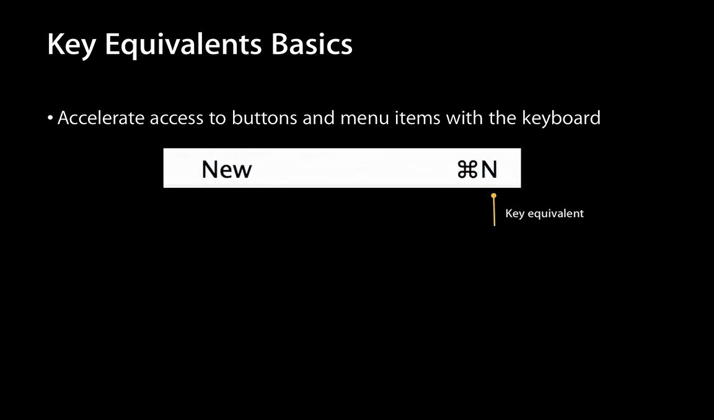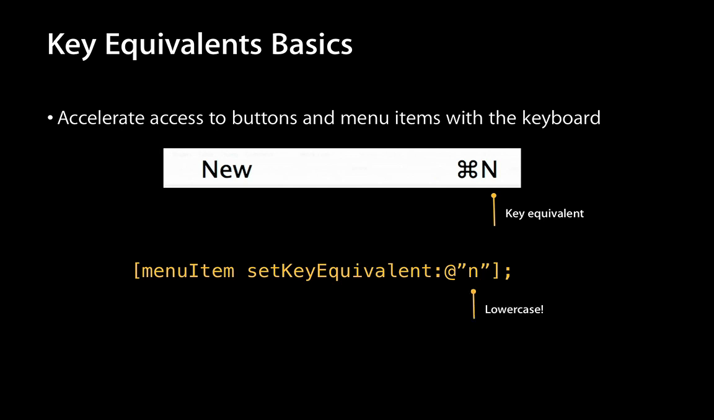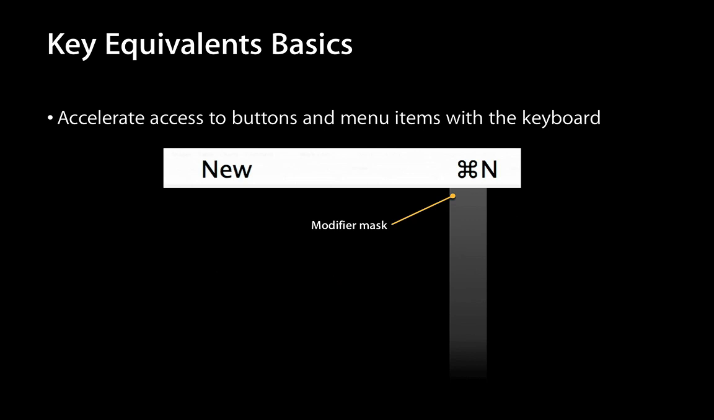Now, programmatically, we refer to the N that you see there as the key equivalent, and you can set that with the setKeyEquivalent method. Now, notice that the N we pass is lowercase, even though it draws as uppercase in the menu item. This is important. It will draw uppercase even though you pass a lowercase string. If you passed an uppercase string, it would, in fact, interpret it as if you were requesting shift as part of the modifier mask. So you want to stick to lowercase characters unless you want the shift key.